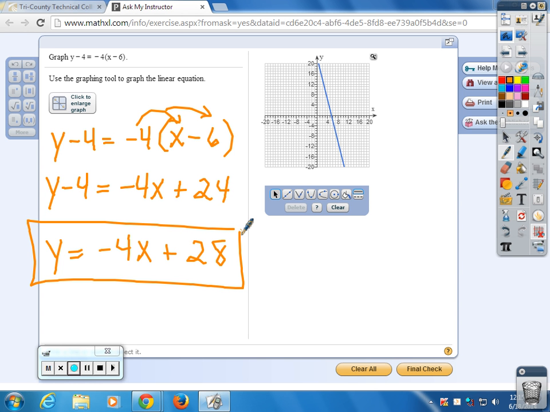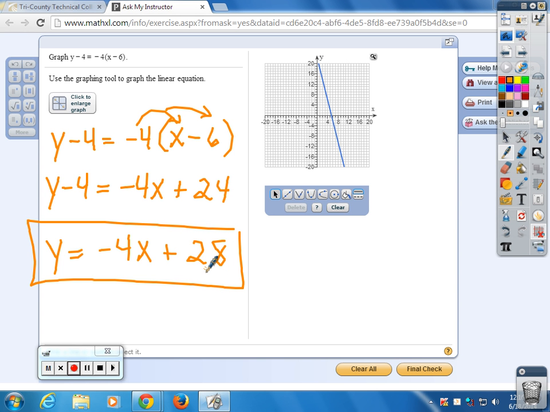So use whatever method you want to. I would not use the intercept method. Somebody tell me why. Your y-intercept is too big. The y-intercept is 28. What does your graph go up to? So I would not use method 2. I would use method 1 or 3. And I would not use method 3 because, again, the y-intercept is too big. So that leaves us with method 1.